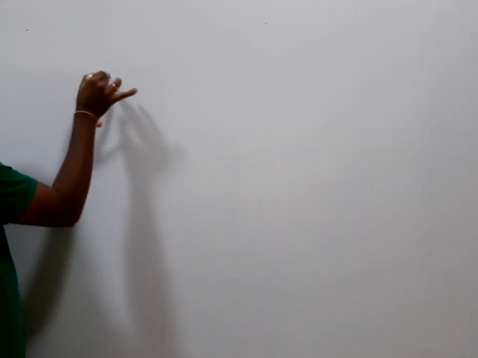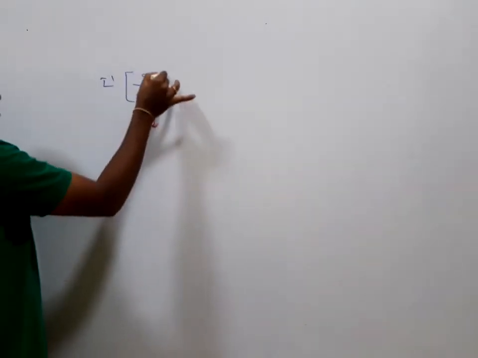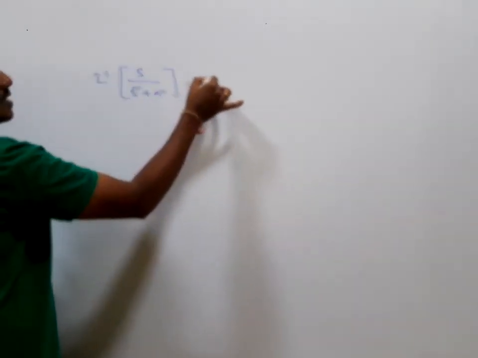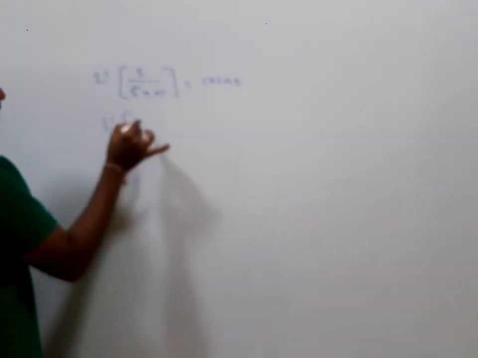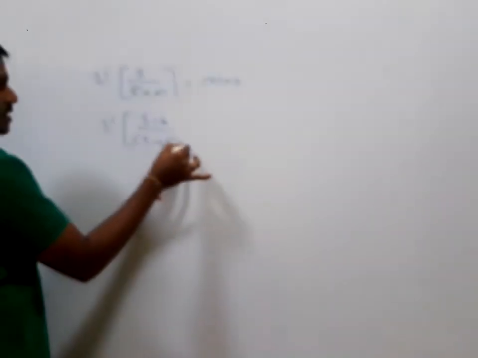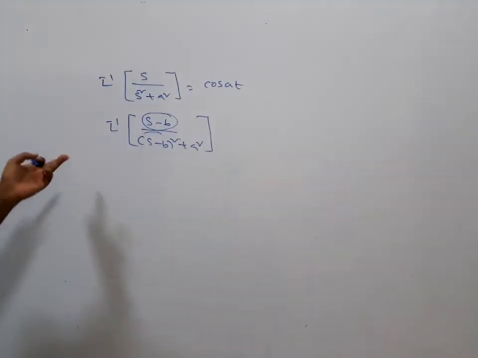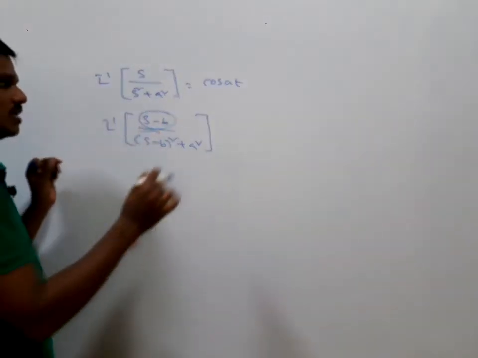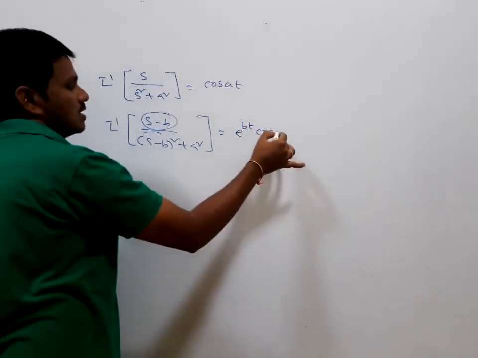You know that L inverse of s divided by s square plus a square is equal to cos at. Suppose we have L inverse of s minus b divided by (s minus b) whole square plus a square. That means s is replaced with s minus b, so you combine f of t with e to the power of bt. Here, instead of a, b is there. So what you expect here is e to the power of bt cos at.